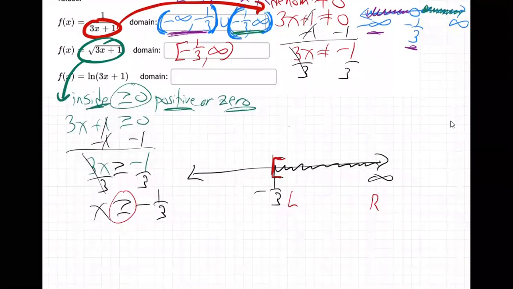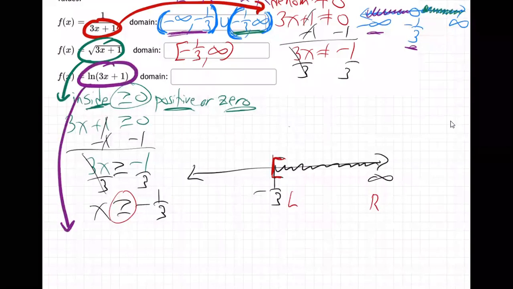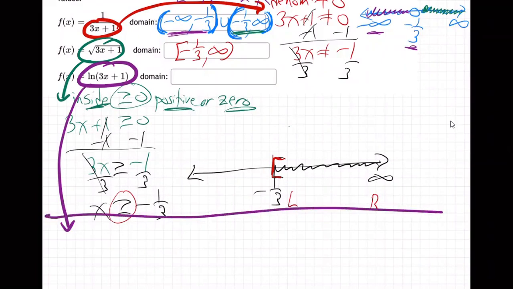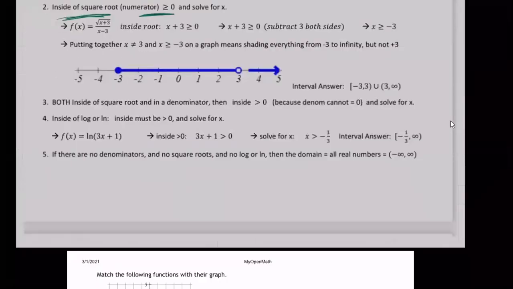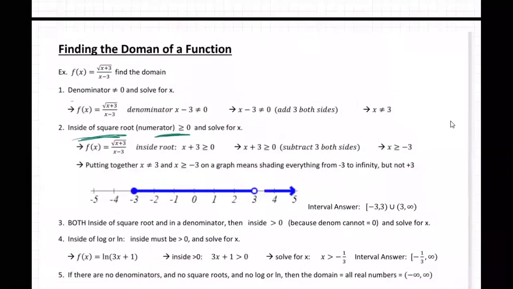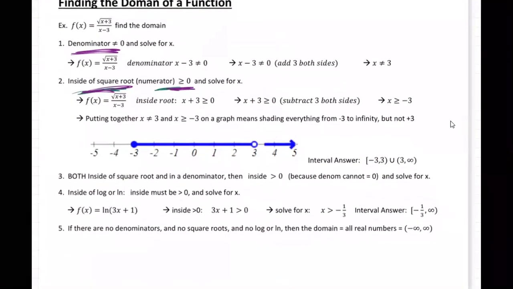And then the final one is this one here. Let me grab it. Bring it down. Draw a line for us here. A line in the sand, so to speak. So what does it say for that? Going to the notes. We did the denominator not equal to 0. We did the inside of the square root greater than or equal to 0. And then skip, we don't have both. 4, inside of a log or natural log.